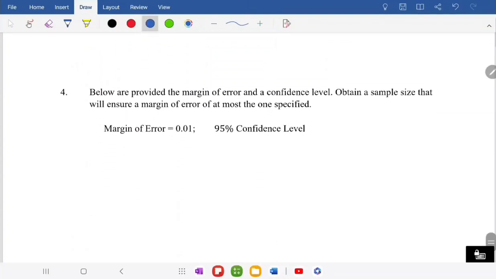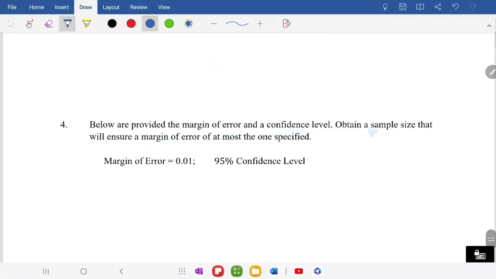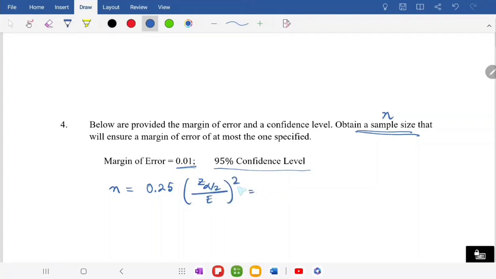Okay, and then over here it says below are provided the margin of error and a confidence level. Obtain a sample size that will ensure a margin of error of at most the one specified, which is margin of error 0.01 and confidence level 95%. So here they're asking you to find a sample size. So N, the formula says N equals 0.25 multiplied by Z of alpha by 2 divided by E, squared, correct?